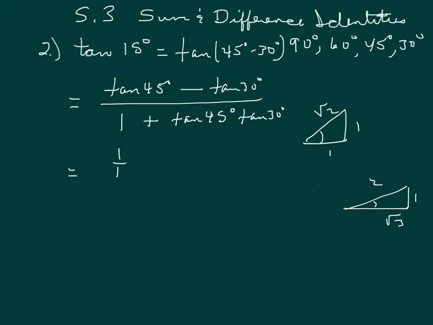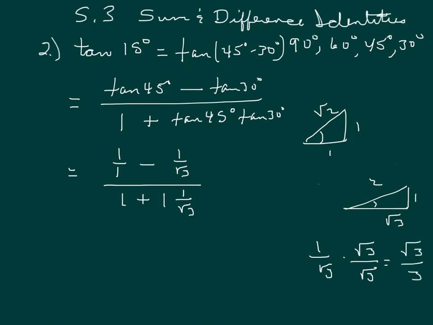The tangent of 45 degrees is 1 over 1 minus the tangent of 30, which is 1 over the square root of 3. And then on the denominator, 1 plus 1 times 1 over the square root of 3. Anytime we have a quantity like 1 over the square root of 3, we can multiply that by unity, the square root of 3 over the square root of 3, and that will give us the square root of 3 over 3, and eliminate the radical in the denominator.